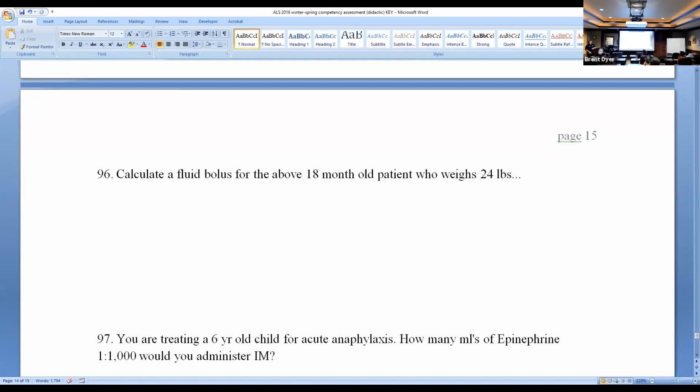Now, let me show you a little trick. When it comes time to doing fluids in children, all you got to know is how much they weigh in pounds. If you will simply put a 0 at the end of their weight in pounds, that's the amount of fluid they need. 240.